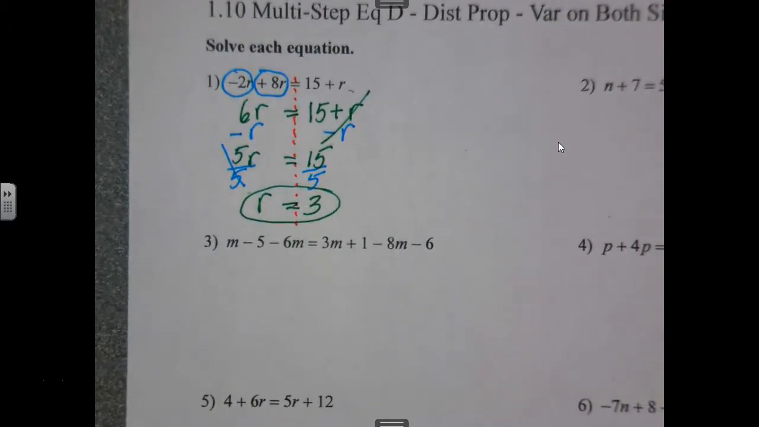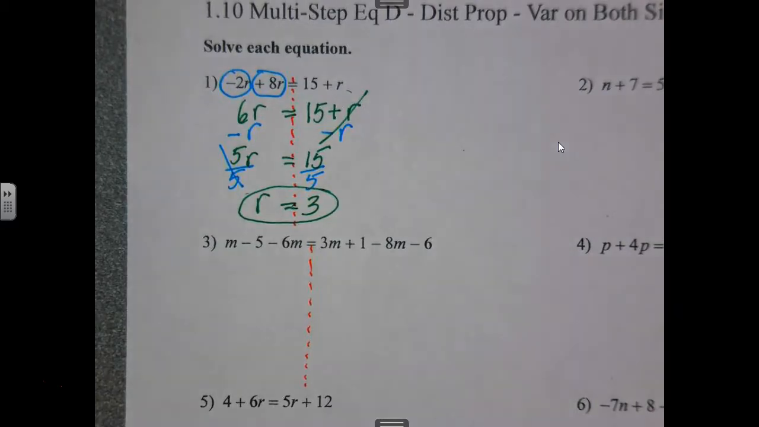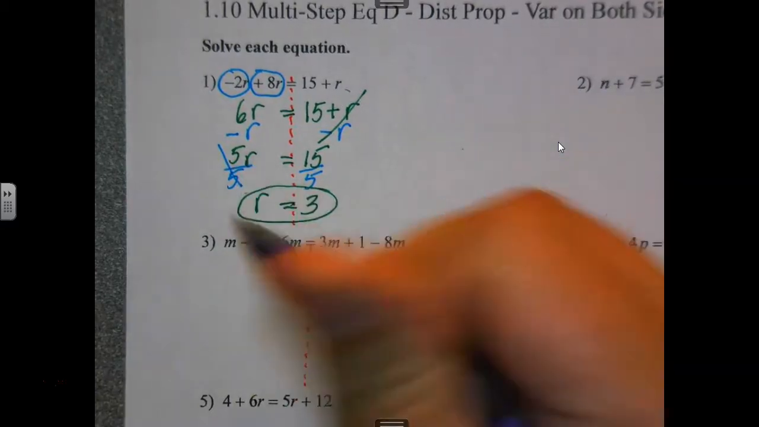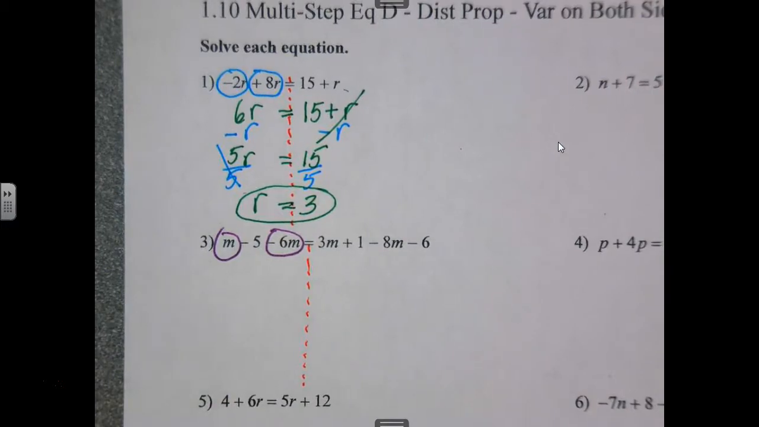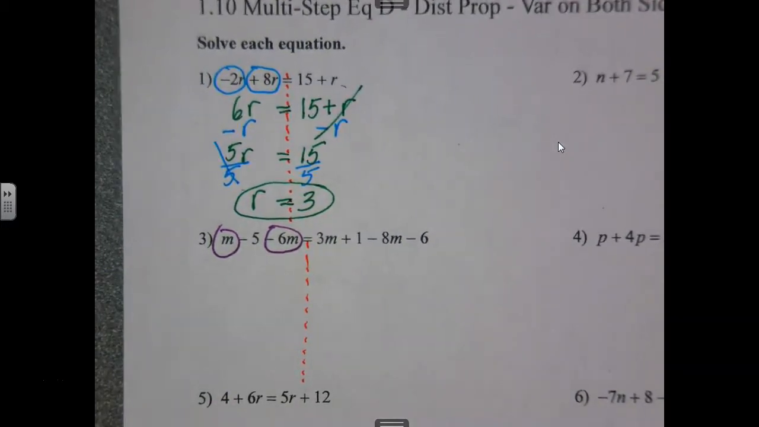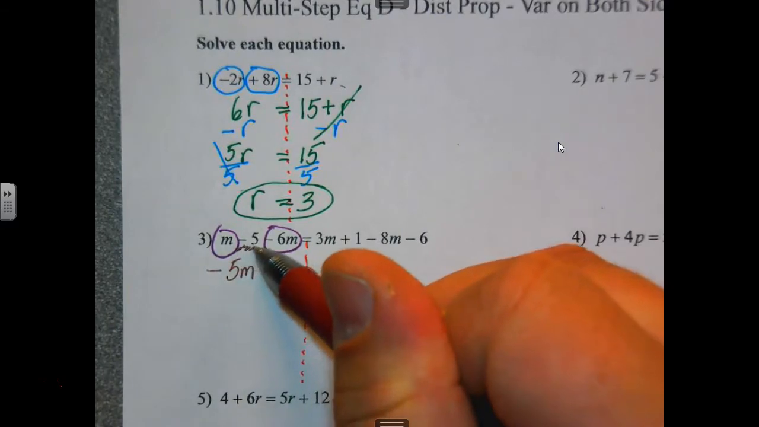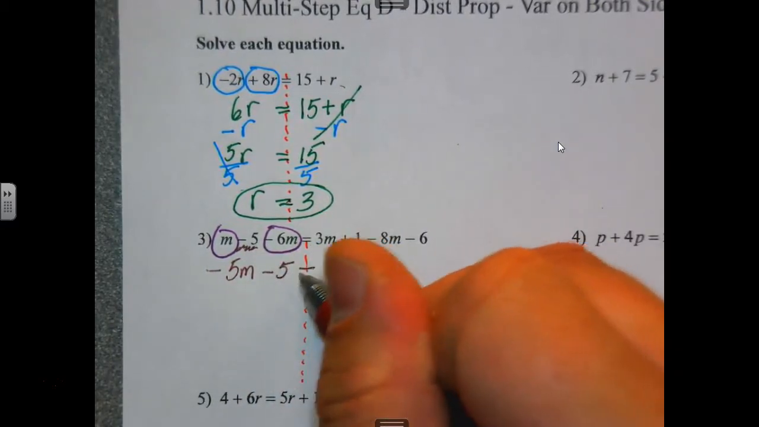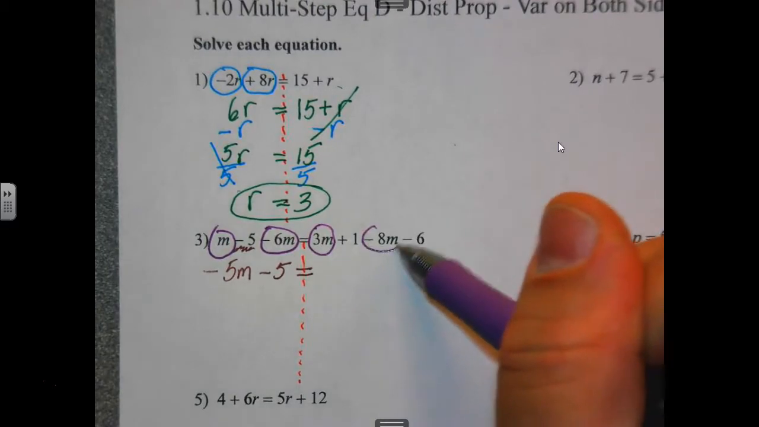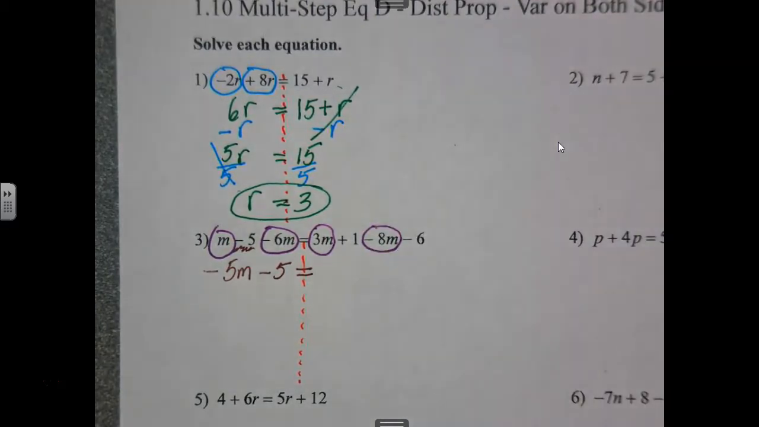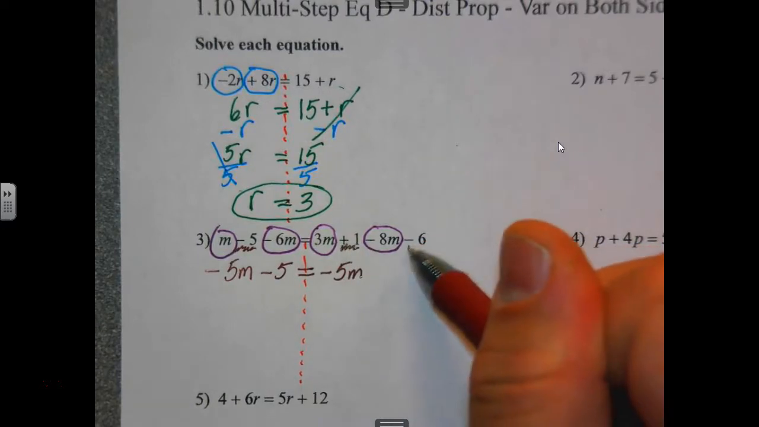Number 3. Let's simplify each side first by combining like terms. See, I have a 1m and a minus 6m. Gives me what? That's right, a minus 5m. And I have a minus 5 here. Right-hand side, I have a 3m. Gives me a plus 1 and a minus 6.